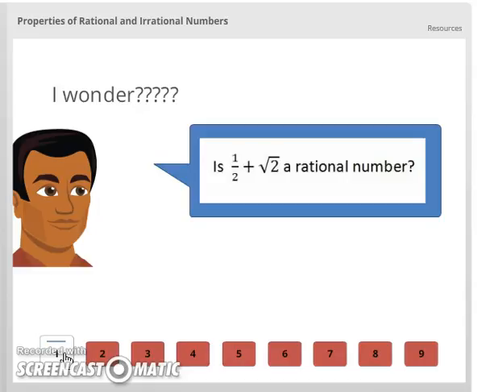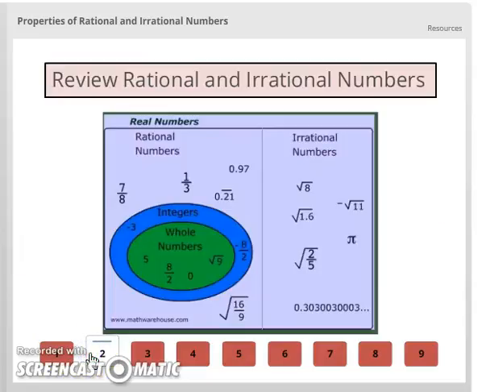I wonder, is 1/2 plus the square root of 2 a rational number? Before we begin, we need to review rational and irrational numbers. Rational numbers are numbers that can be written as fractions a over b, where a and b are both integers and b cannot equal 0. Examples are included in the chart: -3, 5, and 0, and the square root of 9 are just a few. Irrational numbers are numbers that cannot be written as fractions a over b. The square root of 8 and a very common one, pi, are some examples of irrational numbers.